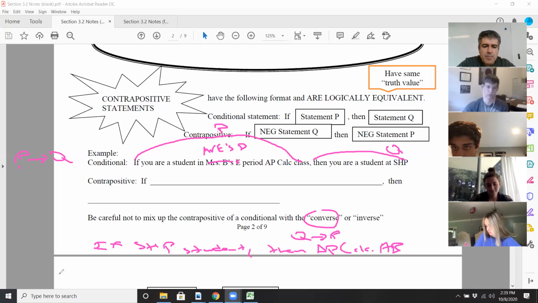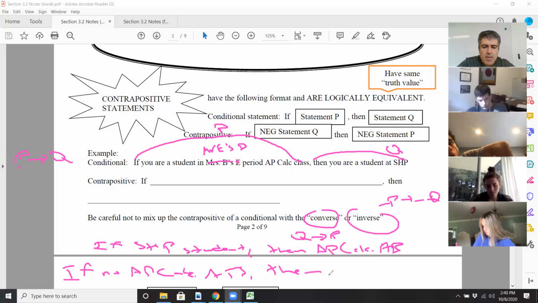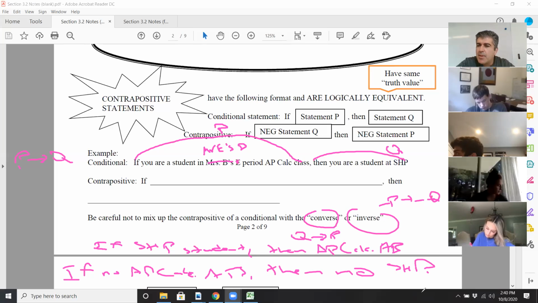What if I did the inverse? That's when you do negative P, so you negate. You keep the same order, but you negate. So what if I said, if no AP Calc AB, then no SHP? Well, there are a lot of people who don't take AP Calculus AB. For example, my son is about to turn 4. He doesn't take AP Calculus AB.